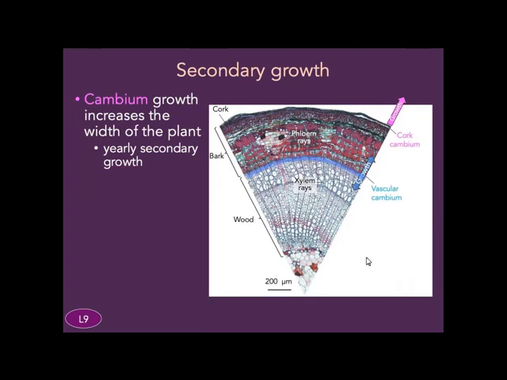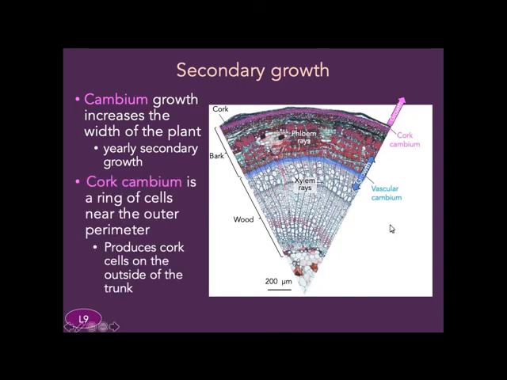Okay. So secondary growth, meaning, do you remember what kind of growth is secondary growth? It means the growth to make the plant fatter. Yeah. So secondary growth is increasing the width of the plant, and this is something that happens yearly. There's a layer here called the cork cambium, a ring of cells right near the outside, and it produces cork cells on the outside of the trunk, and so that kind of gives rise to the bark.